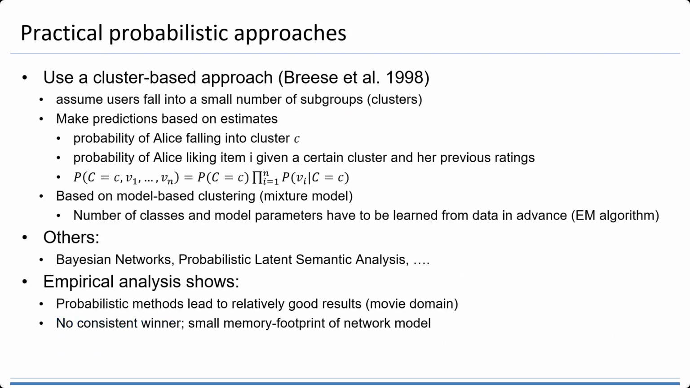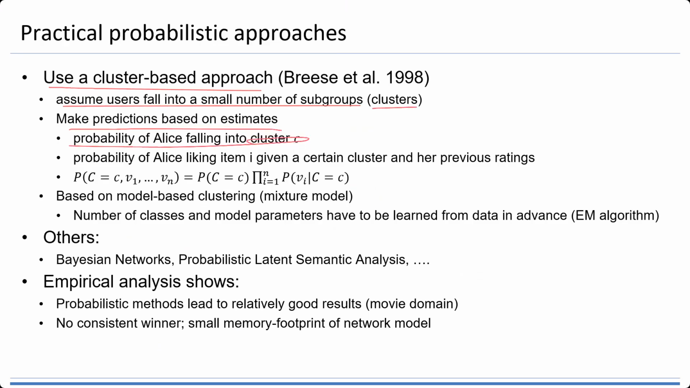So the practical probabilistic approach, as you may know, that there will be a lot of zero. Okay. So there are some researchers, they try to use clustering. So the clustering means we want to make groups. So assume users fall into a small number of subgroups. So we can create the clusters, and we can make prediction based on estimates. So we can just estimate the probability of Alice falling into the cluster C.